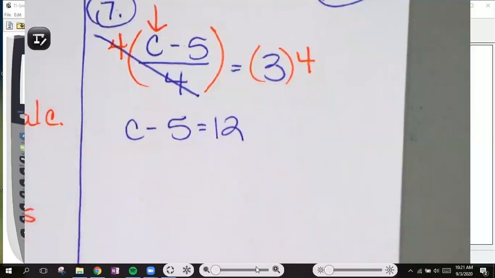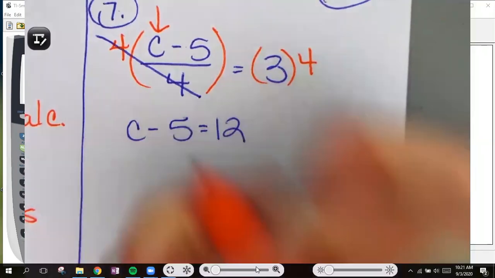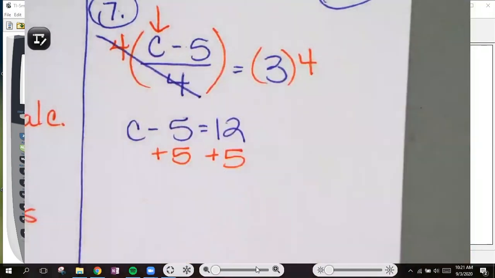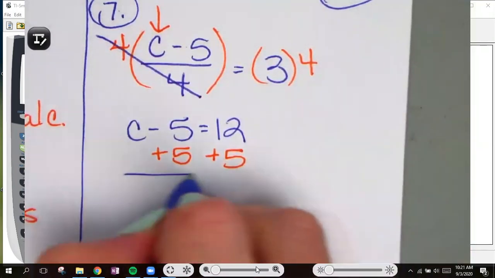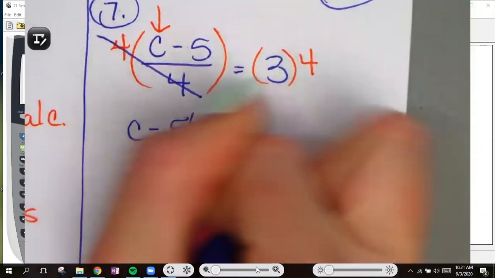Now I want to get that C by itself, so I have to get rid of the minus 5. How do I get rid of minus 5? Add 5. If I do it to one side, do it to the other side. And it does equal 17. Correct.